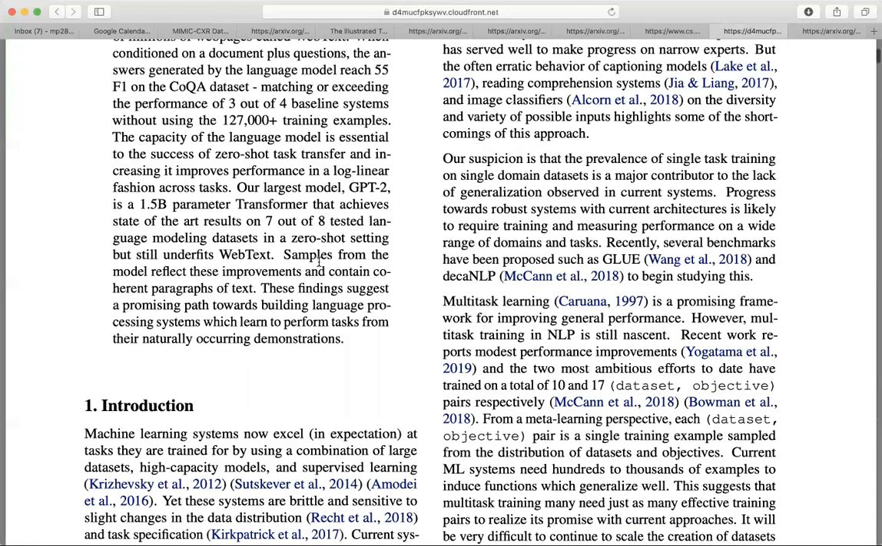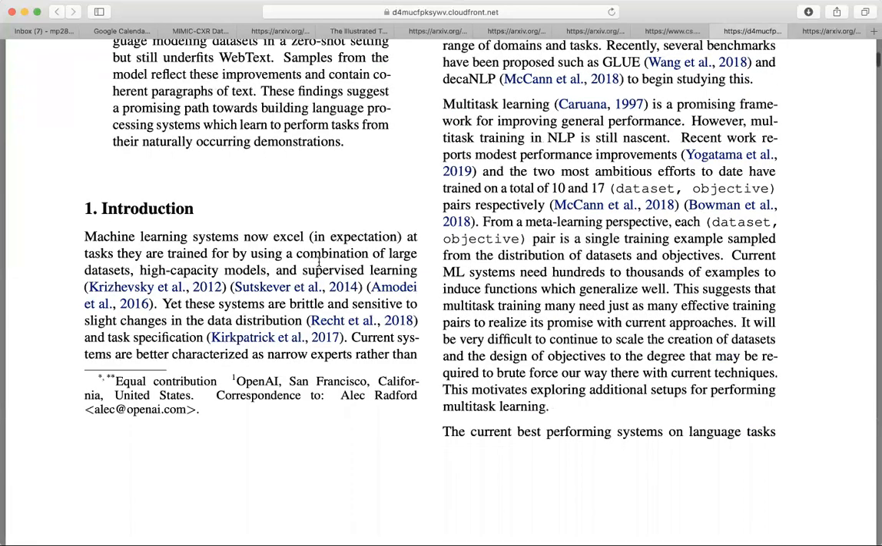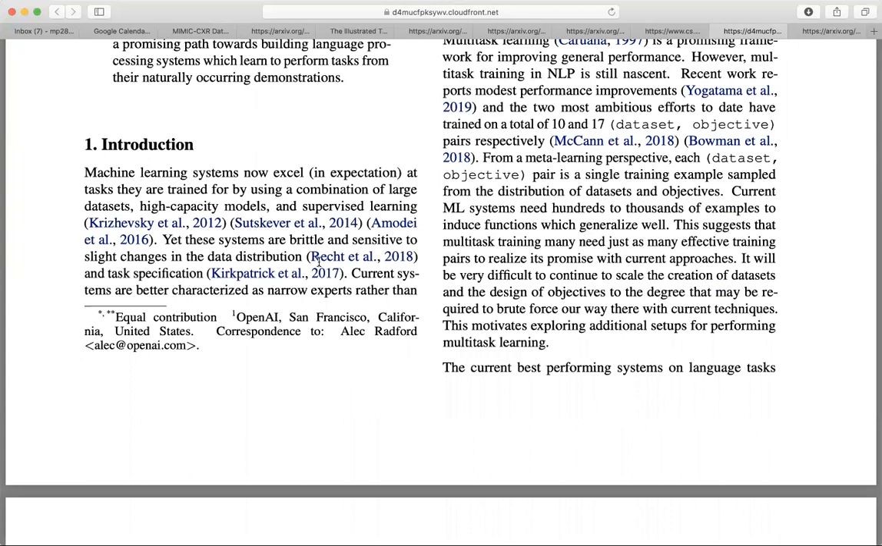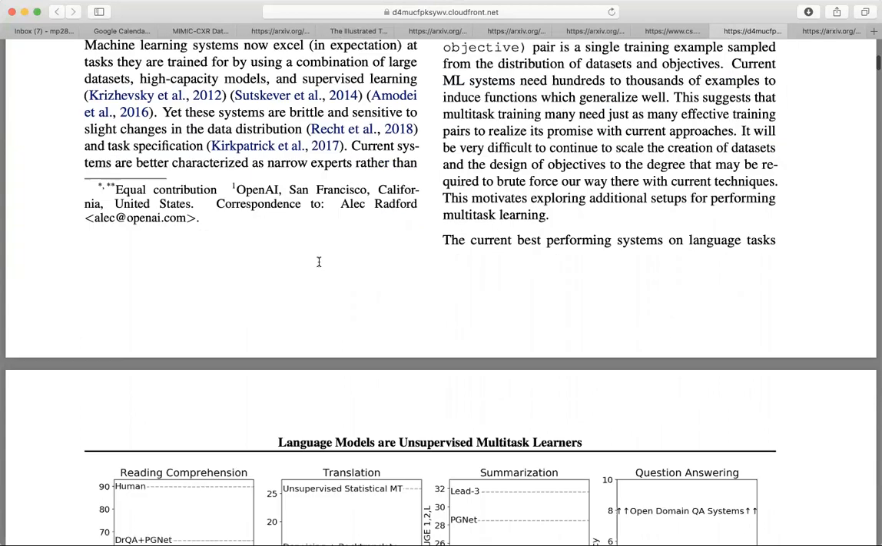Now, so this was 1.5 billion, so that's 110. That's at least okay. So now they blow it up to 10 times. GPT-2 is 10 times larger than GPT-1.